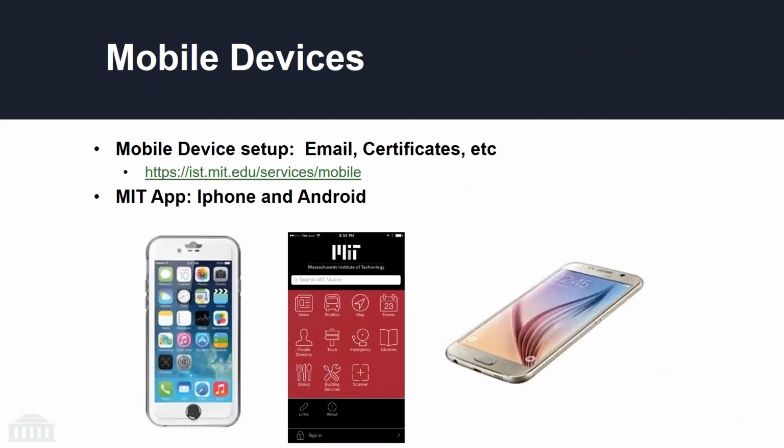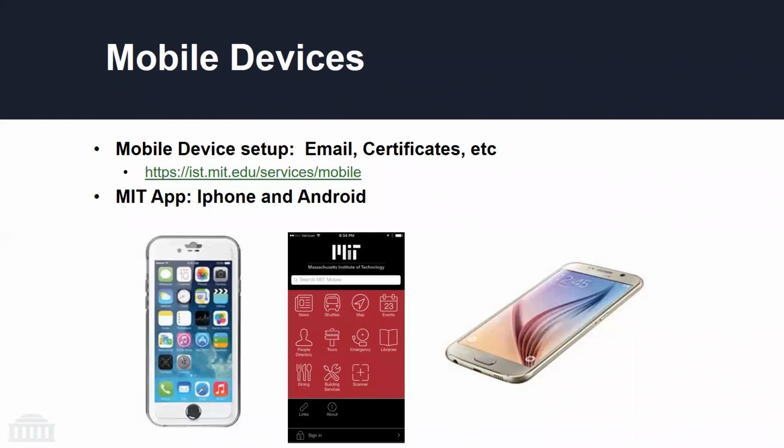For mobile devices, there is an excellent site set up here for IS&T. It basically asks you which operating system you want, and then gives you instructions for setting up your email or digital certificates, etc. Those are probably the two biggest ones you'll use. So we definitely recommend you getting set up with that.